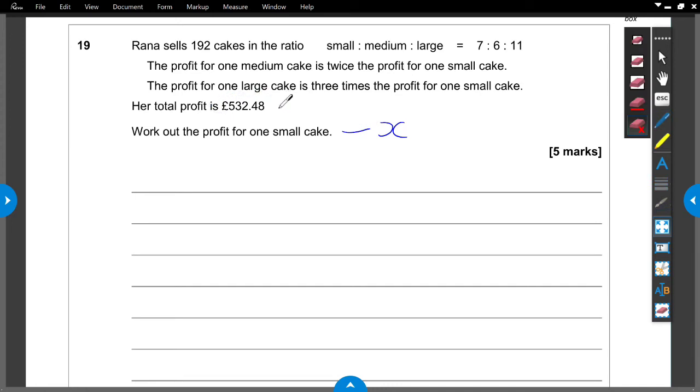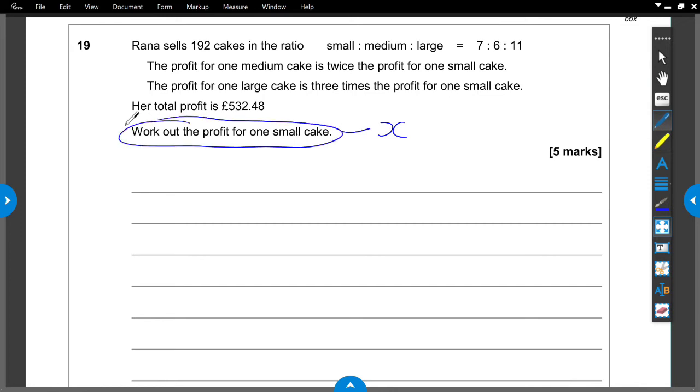Okay, so we kind of need to use all the information we're given, and this is what we're trying to find out. So she sells 192 cakes in the ratio, like so. If we want to divide into a ratio, we think how many parts are there in total? So we do 7, add 6, add 11. There's 24 parts. If we divide 192 by 24, that tells me that one part must be equal to 8.